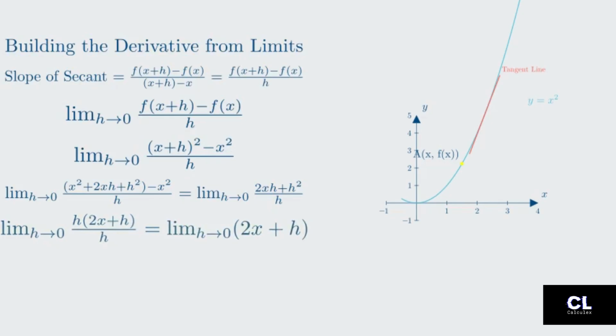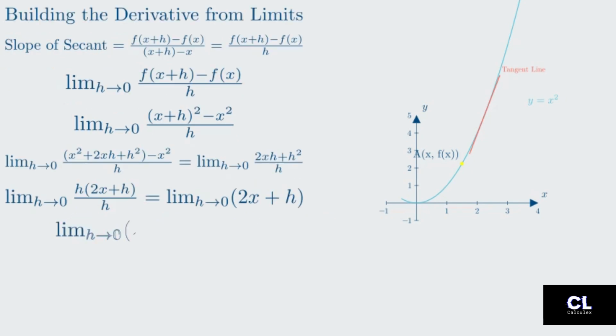We can factor out an h from the numerator. The h terms then cancel. Notice we were able to cancel h because we're taking a limit as h approaches 0, not h equals 0. So h is a very small number, but it's not 0. Now, we can safely let h go to 0. The result is 2x. This is the derivative of x squared. It tells us the exact instantaneous slope at any point x.